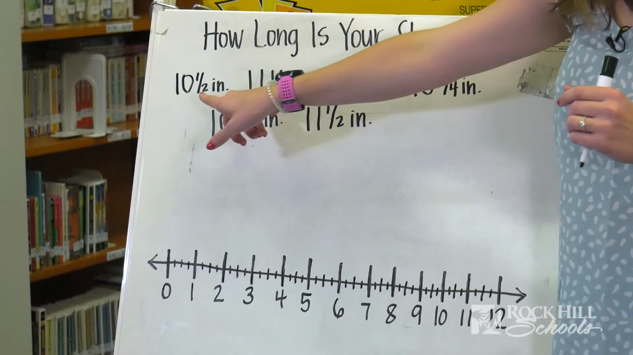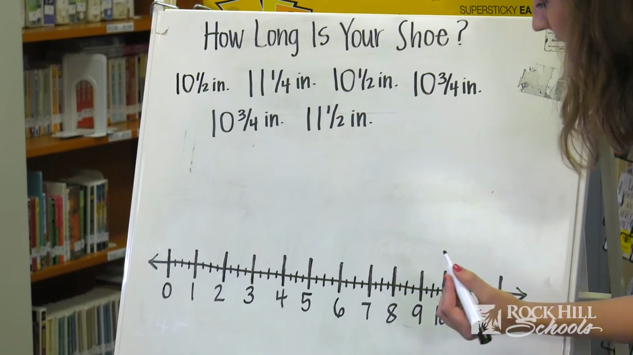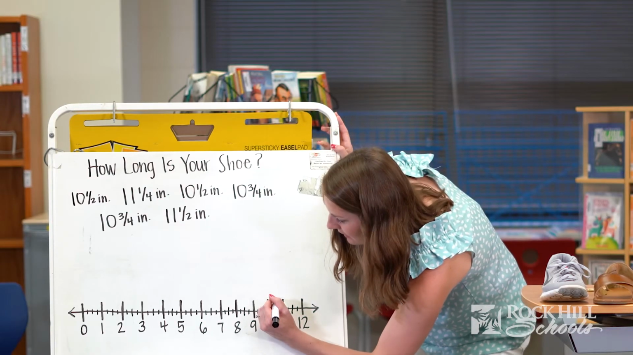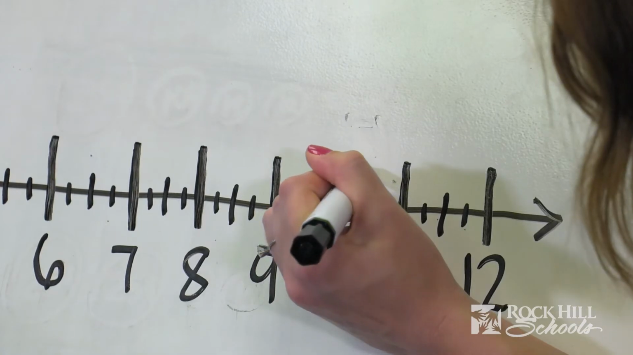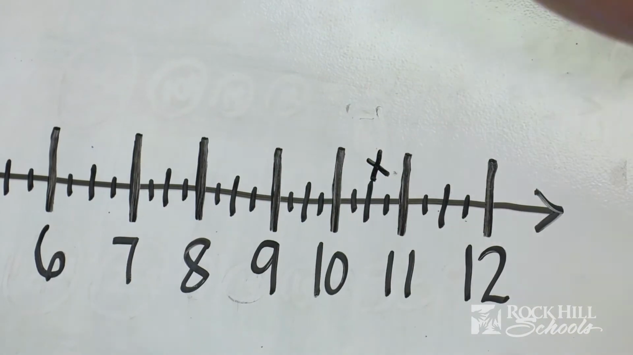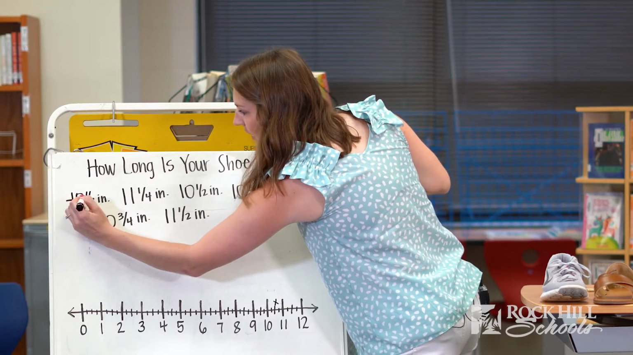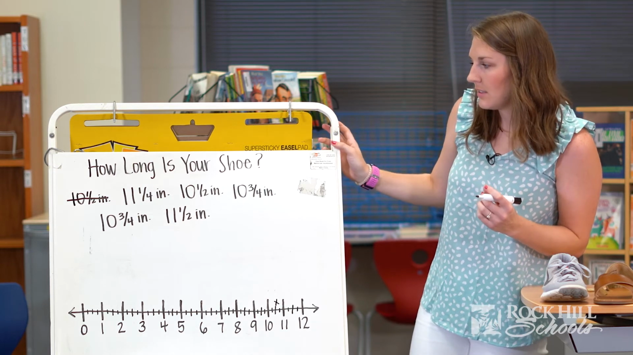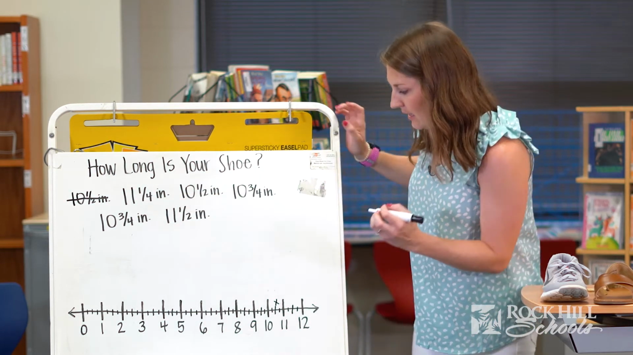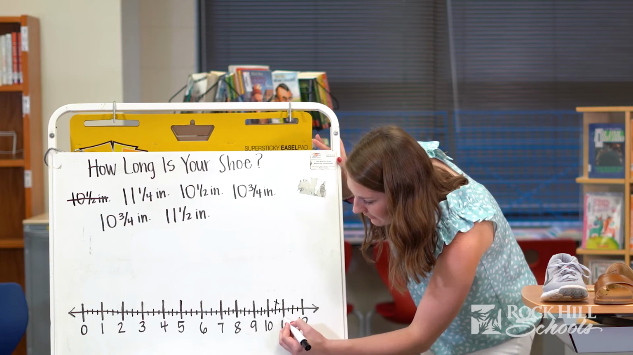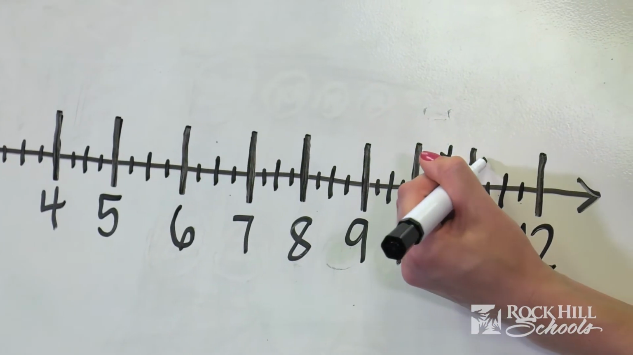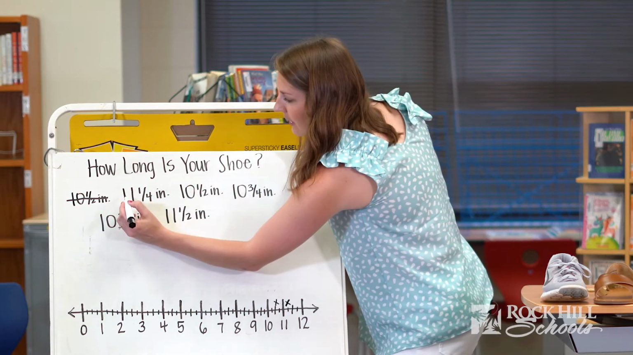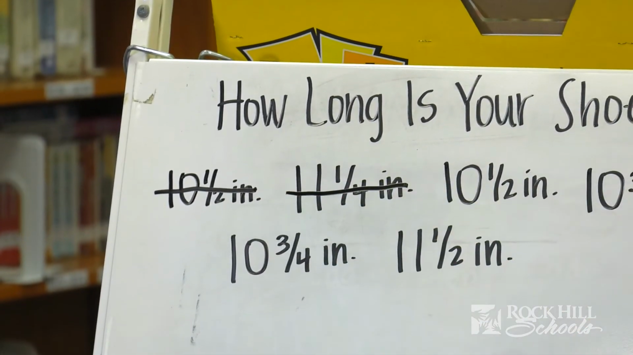So if we start with the first one at 10.5, we're going to go to 10, and then we are going to find our 10.5, and we are going to put an X above it. And then I like to cross them off so I know that I've already collected and organized that data. So our next one is 11.25. So we're going to find 11, and we're going to look after to find 1/4, and we're going to put an X. And then we're going to cross it off.